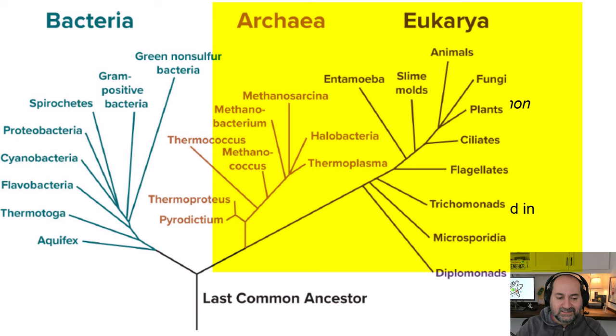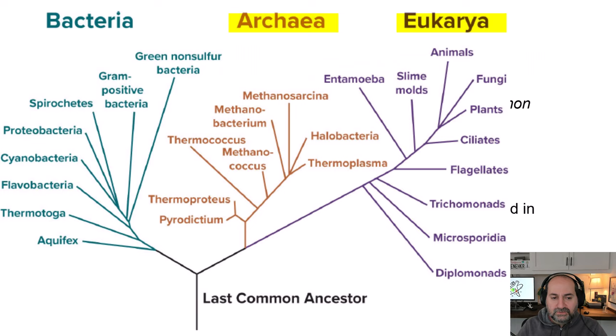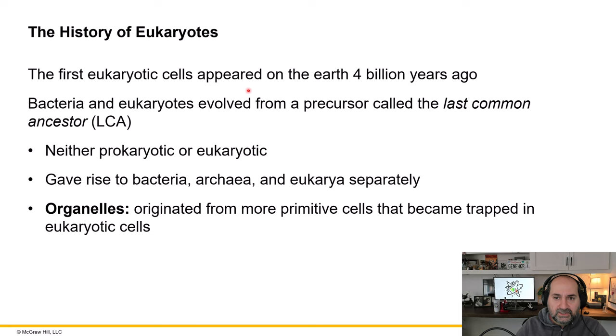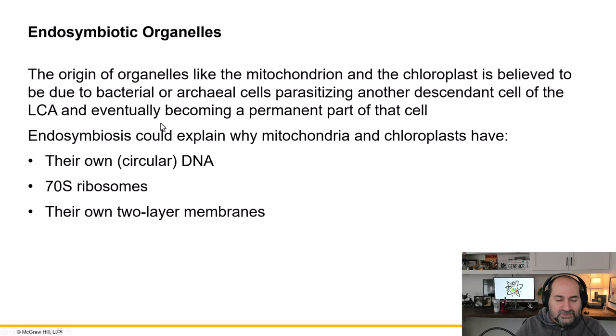And this is why we say that archaea and eukarya, those two domains, are more closely related to one another, because they share a more recent common ancestor than either is to bacteria. Okay, but the earliest eukaryotic cells did appear around 4 billion years ago. And what's really interesting, and we'll touch on this a little bit later, is that since then we've also realized that we have prokaryotic cells living inside of our own cells. Eukaryotes have a mitochondria or numerous mitochondria.